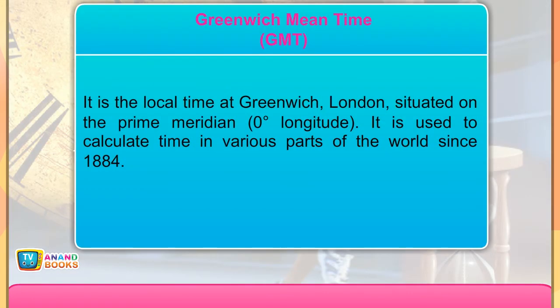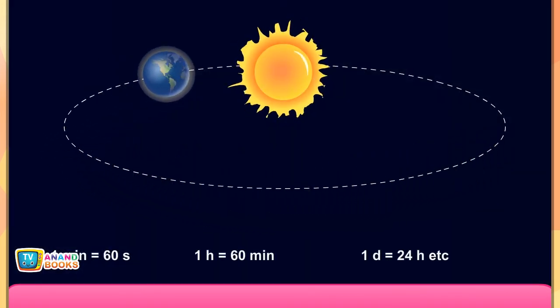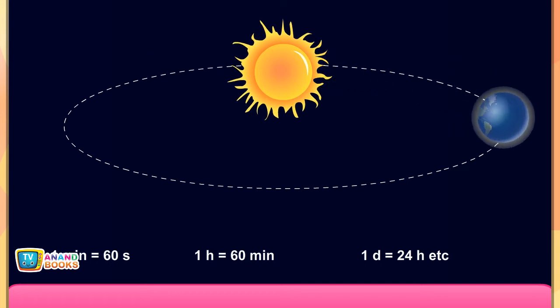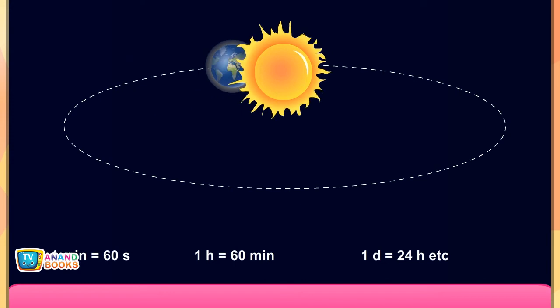Greenwich Mean Time (GMT). It is the local time at Greenwich, London, situated on the prime meridian, 0° longitude. It has been used to calculate time in various parts of the world since 1884. 1 minute is equal to 60 seconds. 1 hour is equal to 60 minutes. 1 day is equal to 24 hours, etc.